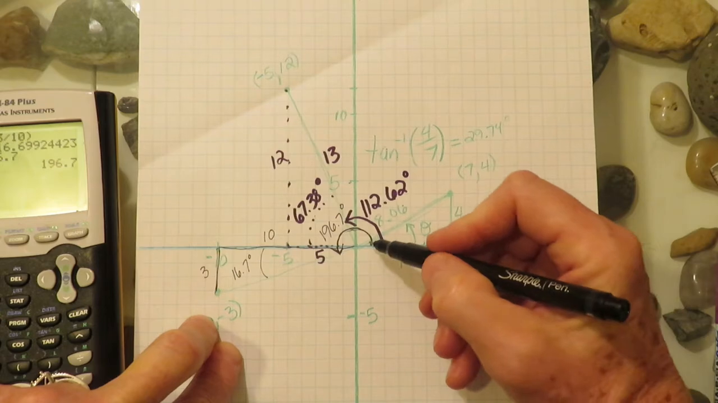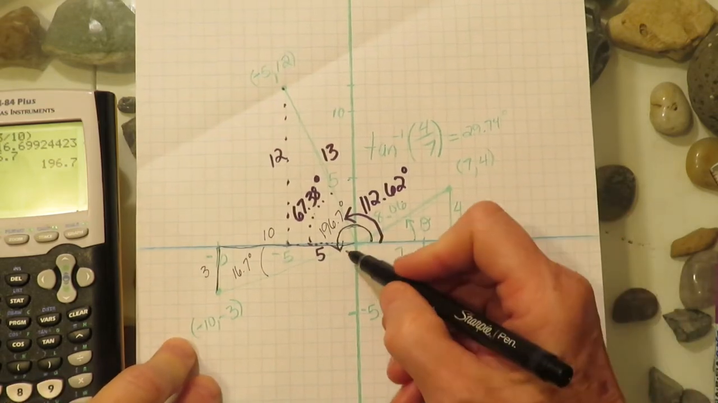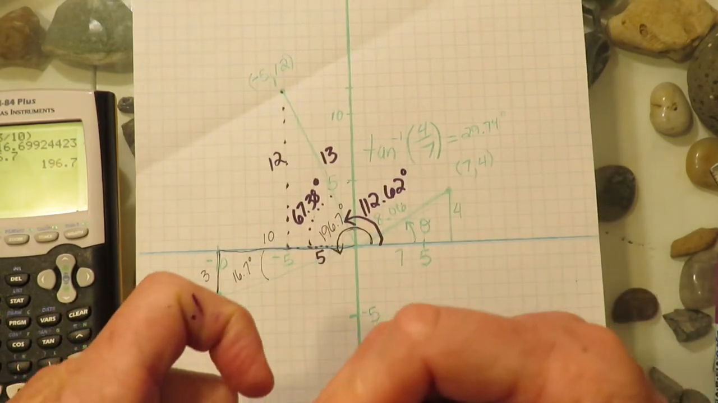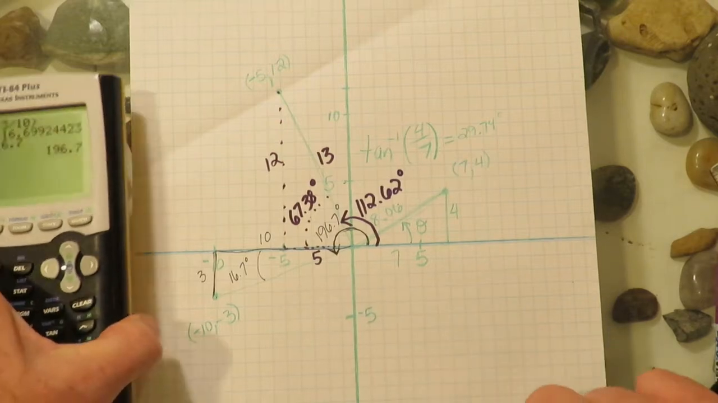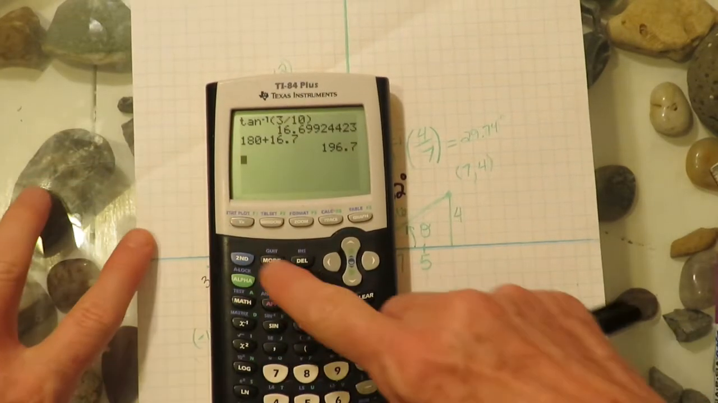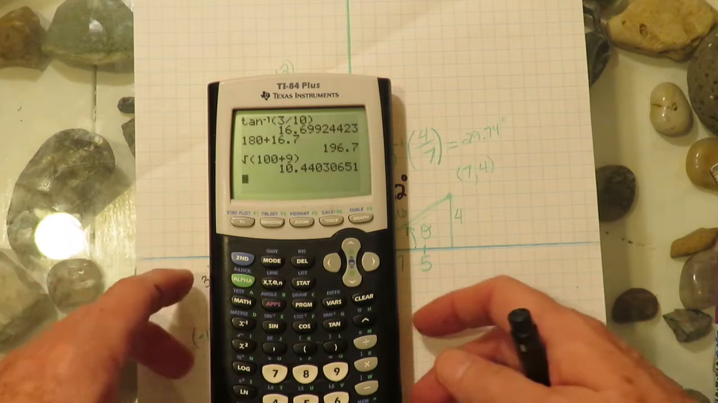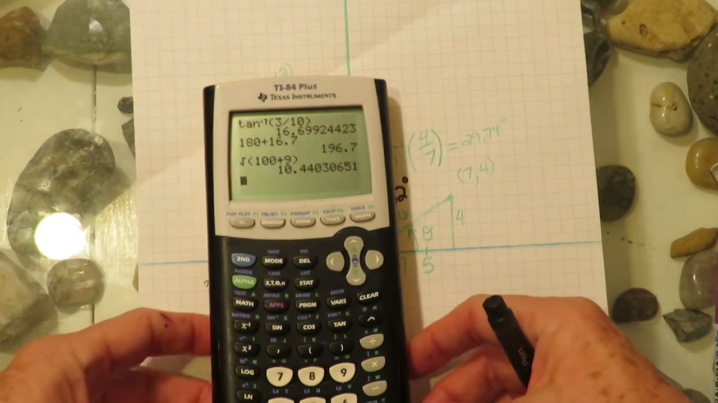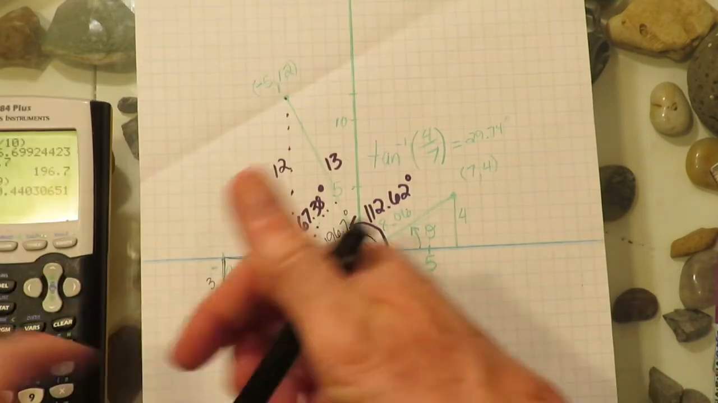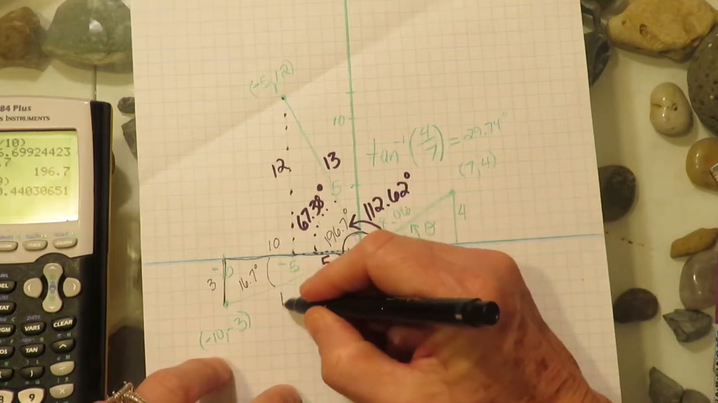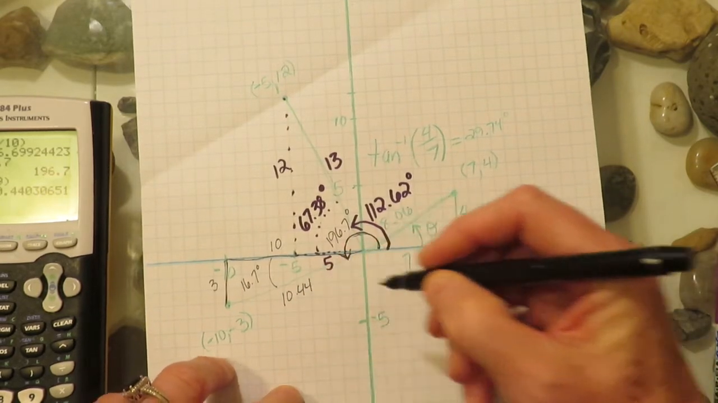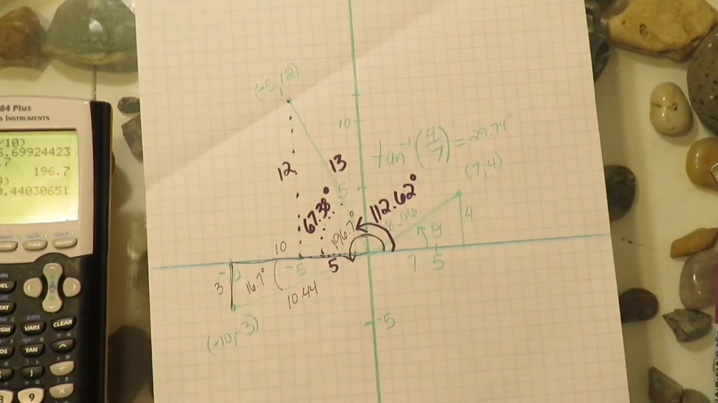All right, so 196.7. Now the distance that I would have to go is still the hypotenuse of a right triangle, and so the one side x was length 10, so 10 squared is 100. The other side was length 3, so 3 squared is 9, and I would have to go a distance of 10.44. So a distance of 10.44 would land me at that position.